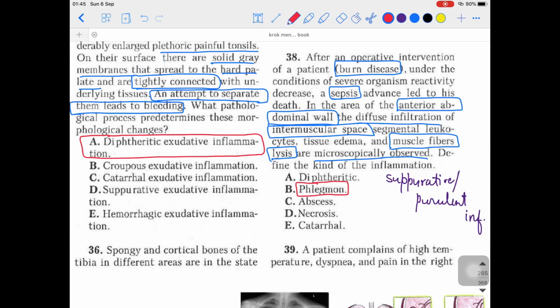Out of these 5 or 6 locations, they have mentioned the muscular fibers. So guys, just look over these 5 or 6 locations which you need to keep in your mind, and you will easily crack this question as a phlegmon. Phlegmonous inflammation, or phlegmon, is a type of suppurative or purulent inflammation. It might be soft, it might be dense as well. So that is about the phlegmon. Let me move on to the next one.